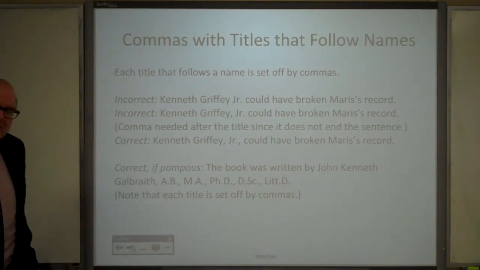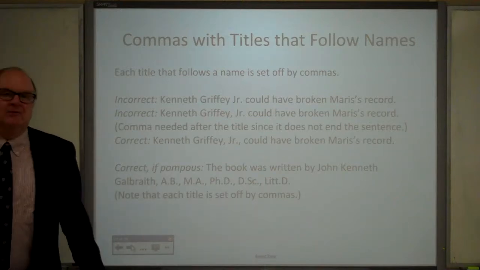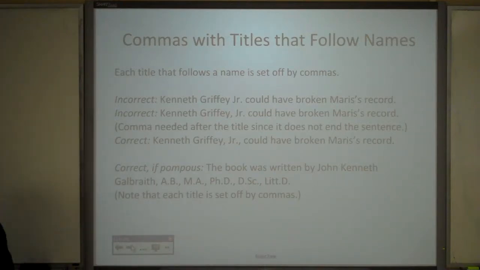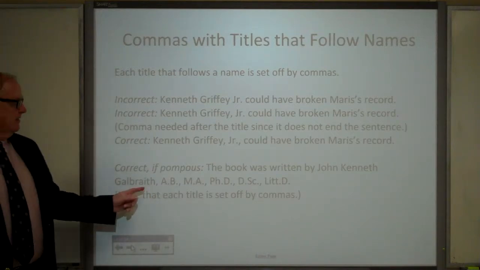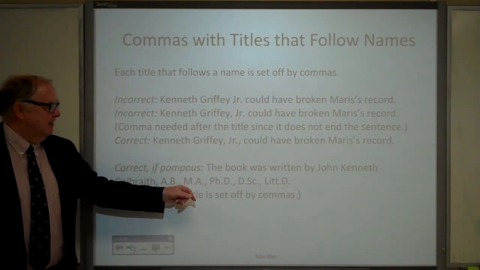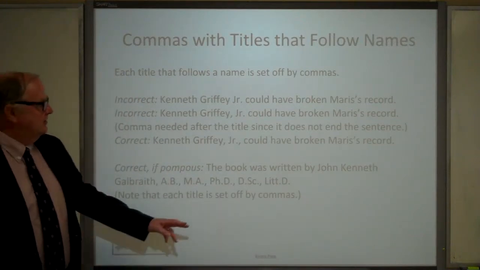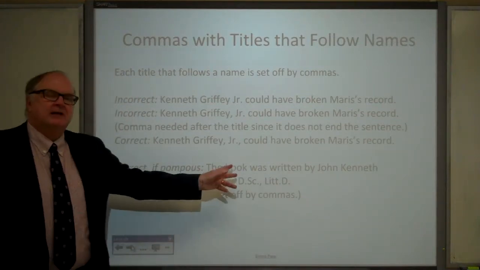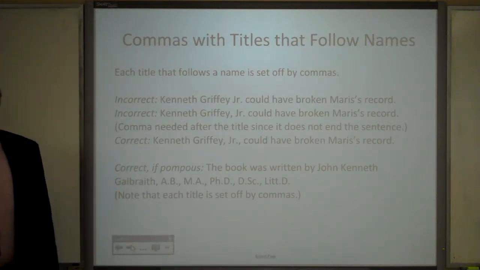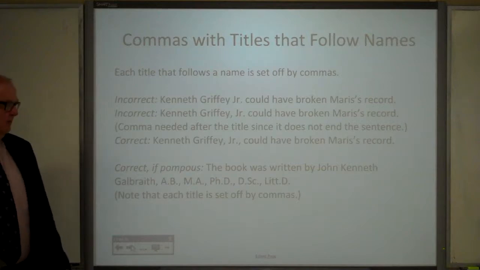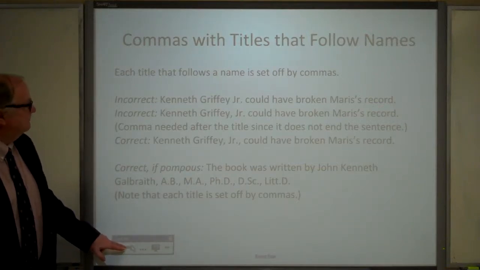If you have multiple titles, there's a comma between each title. Again, we don't see that a whole lot, but sometimes you see that for academic reasons. So here we have the book was written by John Kenneth Galbraith, comma, AB, comma, MA, comma, PhD, comma, DSc, comma, LitD. Okay, notice there isn't a comma at the end because it comes at the end of the sentence. But each title is set off by commas, so you know which is the separate title.